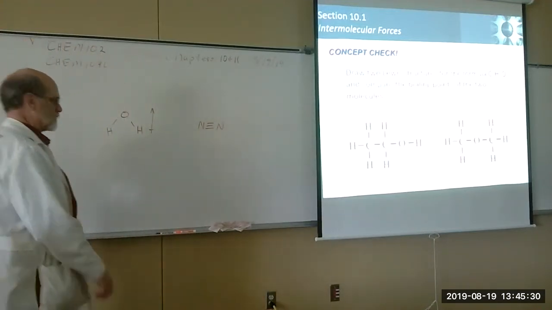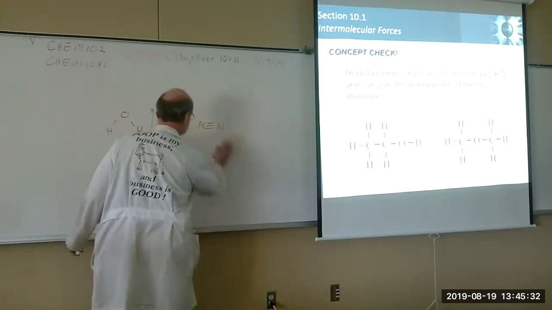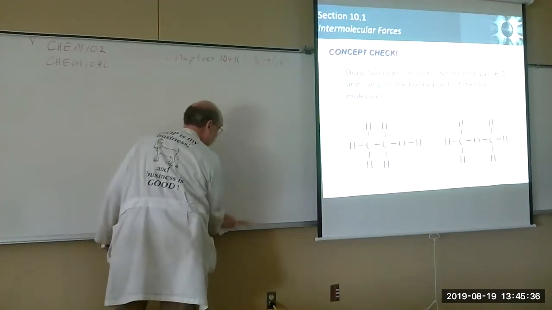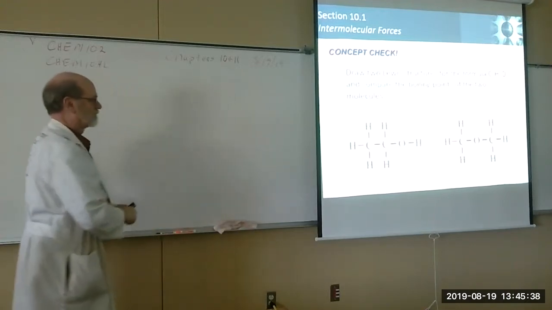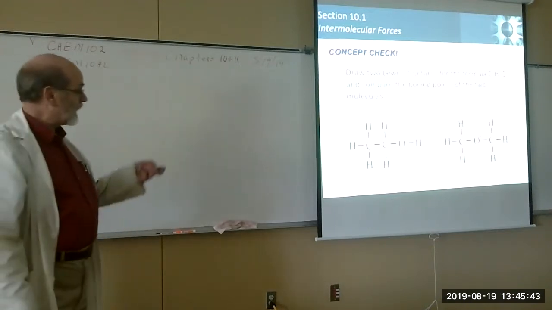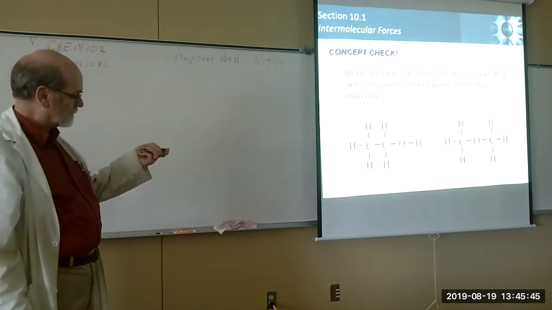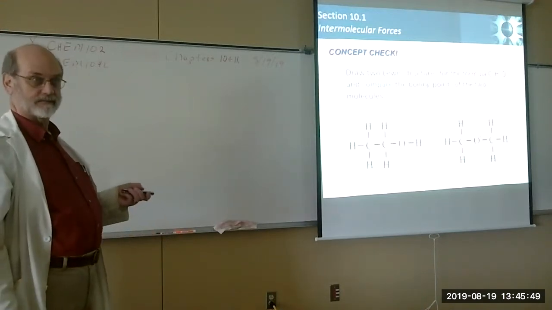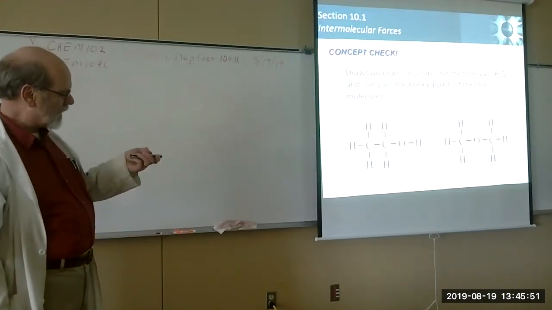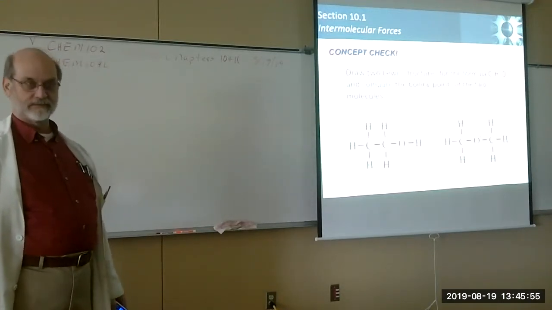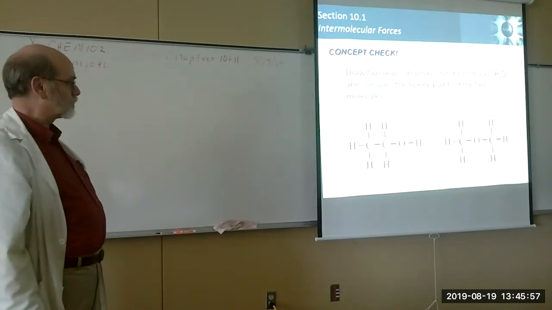What about these two? They're exactly the same molecular formula, C2H6O. But one has the oxygen out here on the end. That's ethanol, right? The drinking kind. And one has oxygen in the middle. That's dimethyl ether, right? So which one is polar?